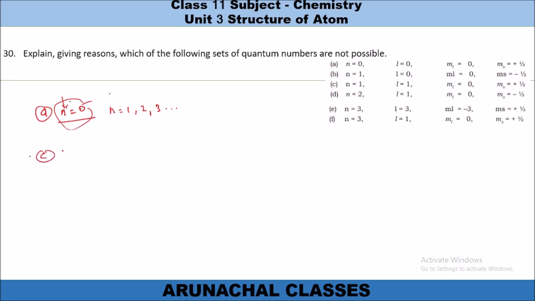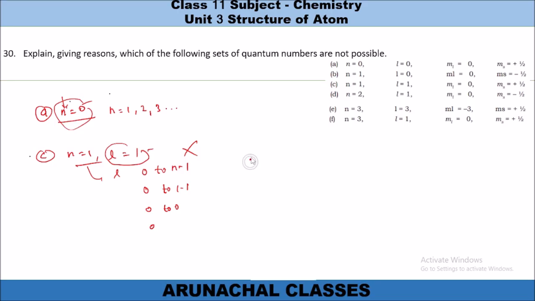Second, we have the c part, that is also not possible. We can see here n value is 1 given and l value is also 1 given, but we know that when n value is 1, l value used to be there from 0 to n minus 1. So 0 to 1 minus 1, 0 to 0, that is 0. But here they have given l value as 1, so this case is also not possible.